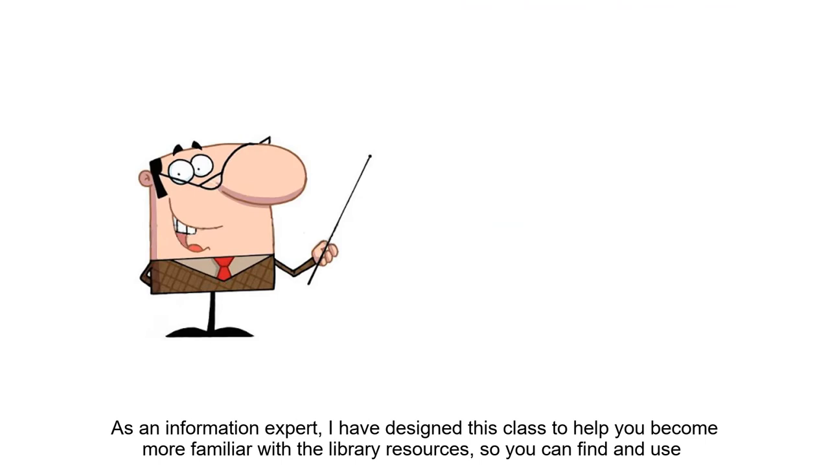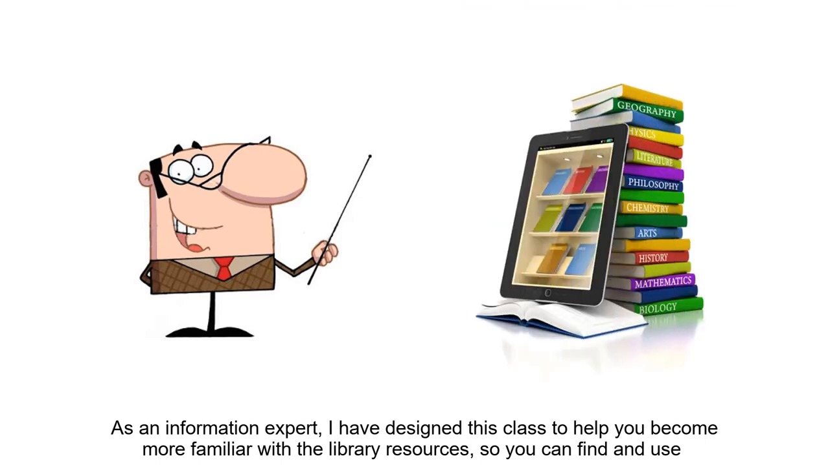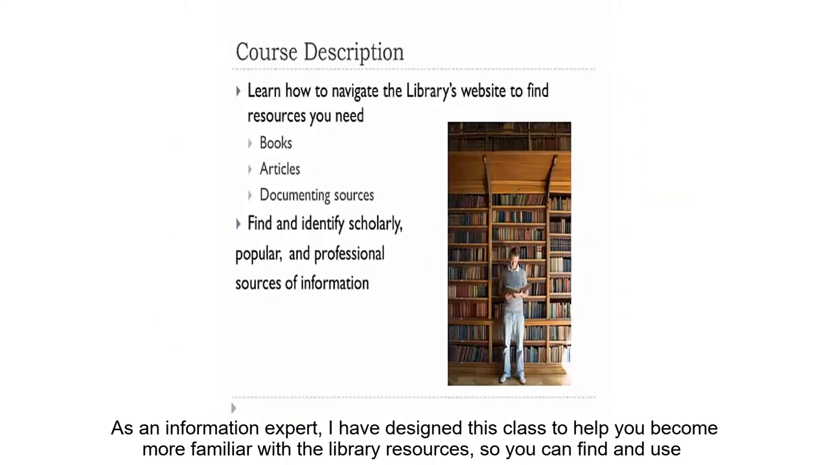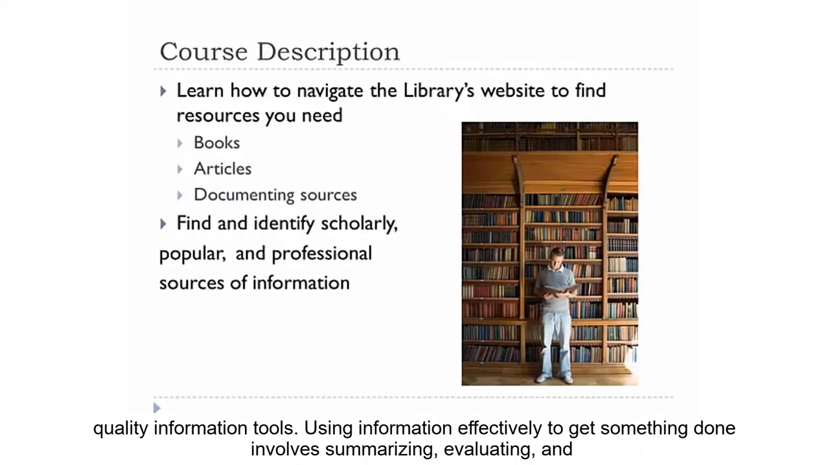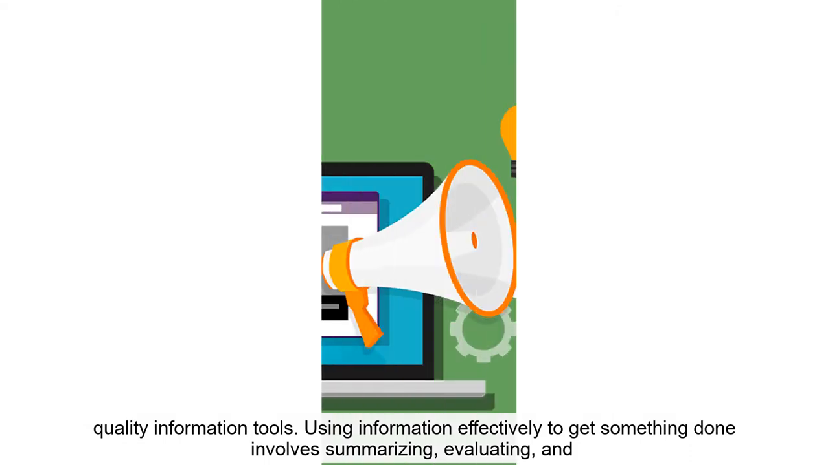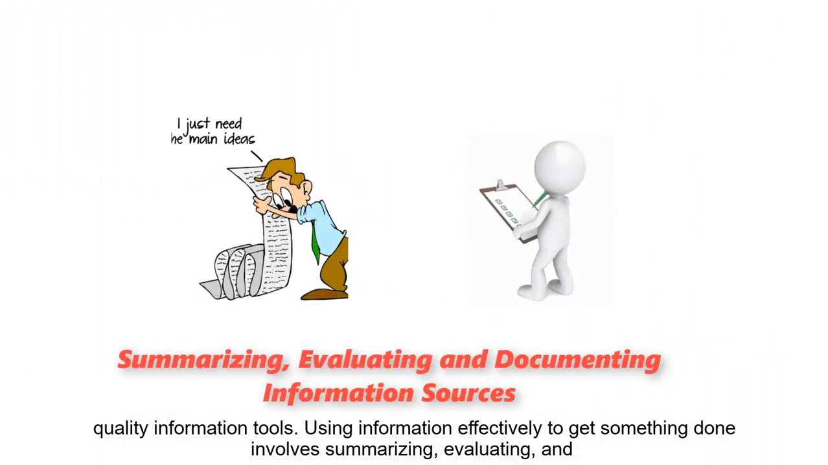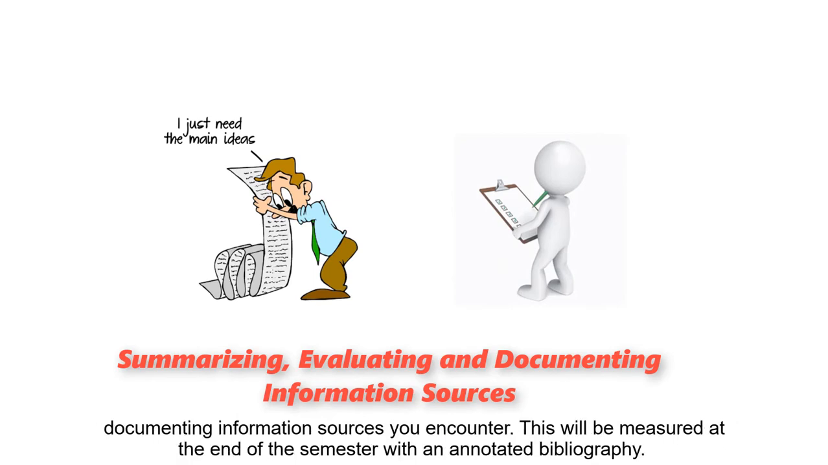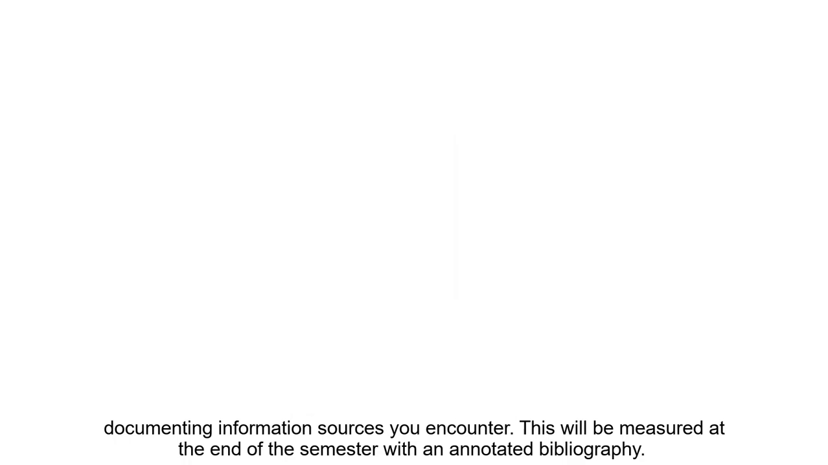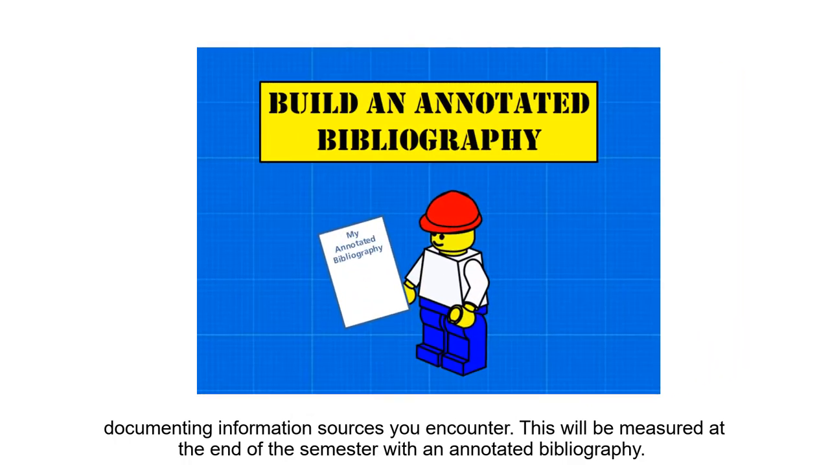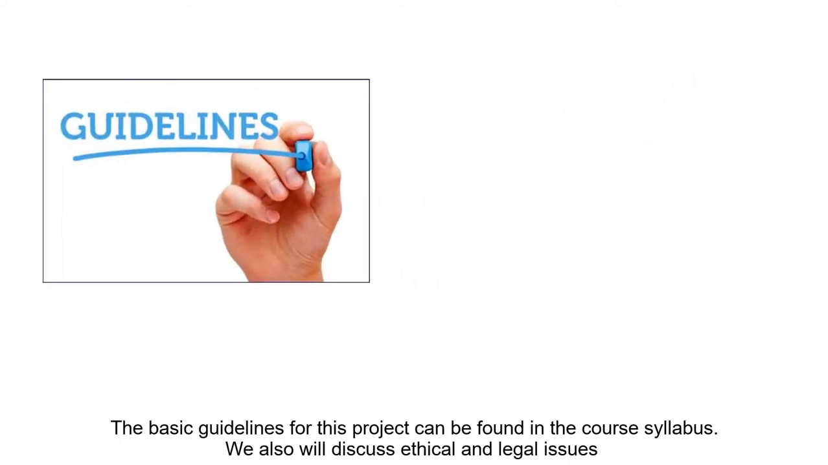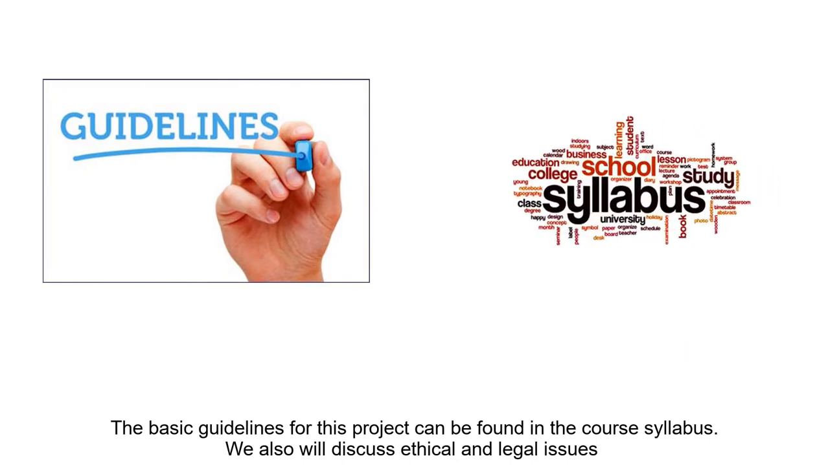As an information expert, I have designed this class to help you become more familiar with the library resources, so you can find and use quality information tools. Using information effectively to get something done involves summarizing, evaluating, and documenting information sources you encounter. This will be measured at the end of the semester with an annotated bibliography. The basic guidelines for this project can be found in the course syllabus.